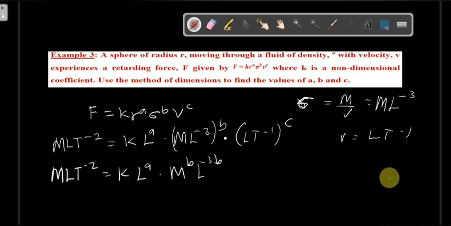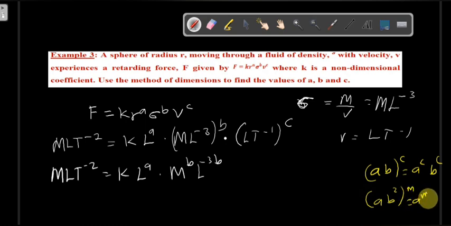Remember that for the laws of indices, a b raised to power c is the same as a raised to power c, b raised to power c, or a raised to power b squared raised to power, let's say m, will be the same as a raised to power m, b raised to power 2m. So I'm just basically applying the laws of indices there. So apply that to this again. We have L to the power of c, t raised to power minus, and c multiplied, that's minus c.